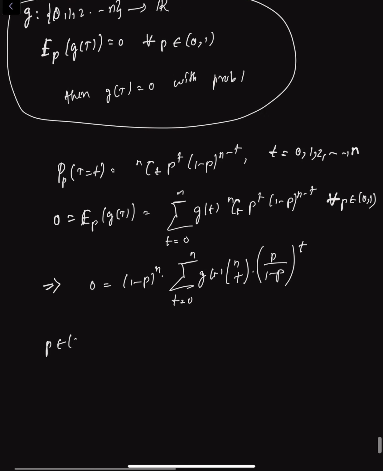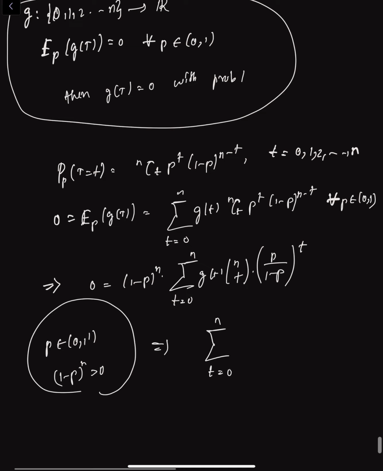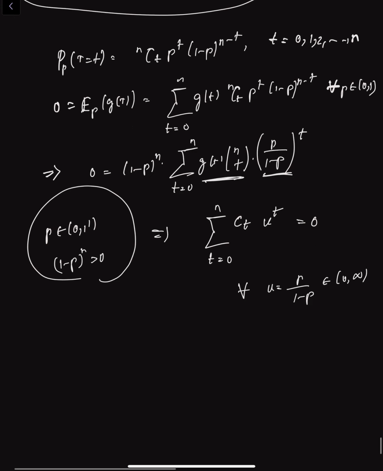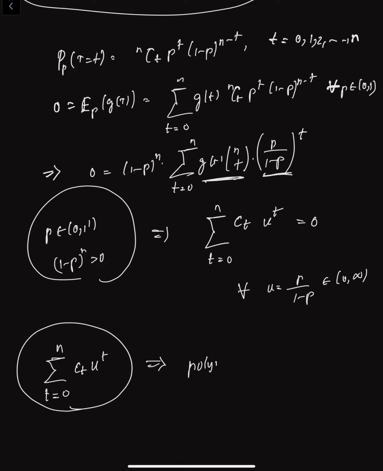So for p belongs to 0 to 1, we can clearly see (1 minus p) to the power of n is greater than 0. That means if I consider the same summation t equals 0 to n, z of t into n choose t as some c_t, and this part as u to the power t, the sum is 0 for all u equal to p by (1 minus p), and p by (1 minus p) is always in between 0 and infinity. Now if we consider this summation t equals 0 to n, c_t u to the power t, this is nothing but a polynomial in u of degree at most n.